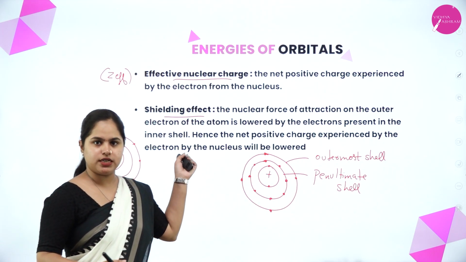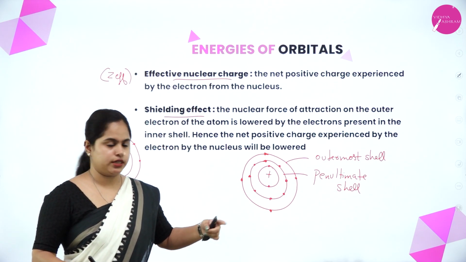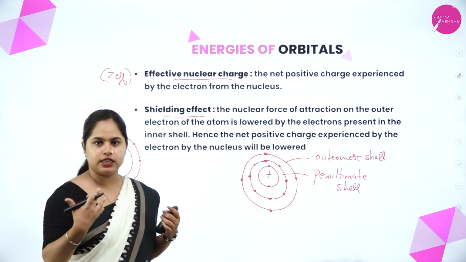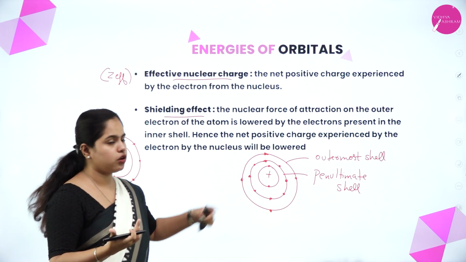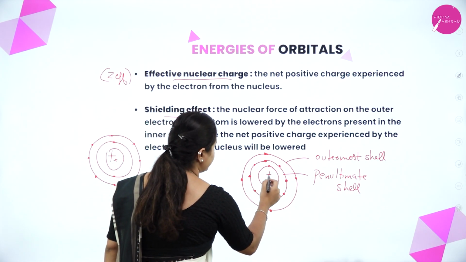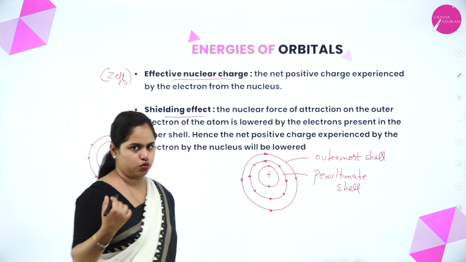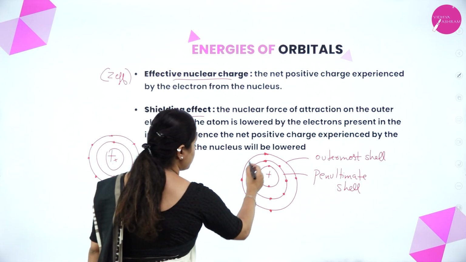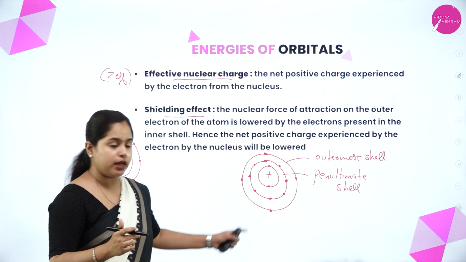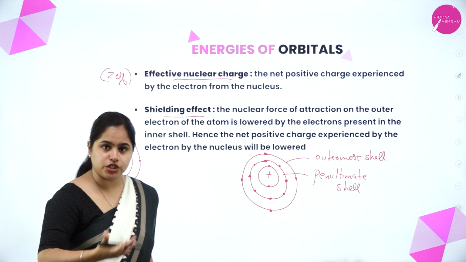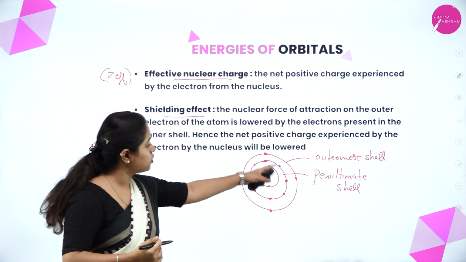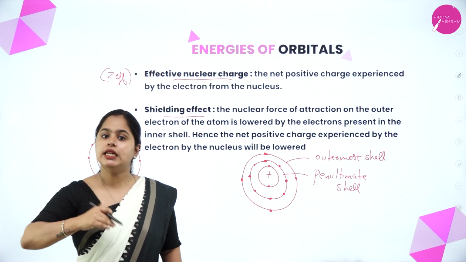As we studied in the effective nuclear charge section, there is a positively charged nucleus, and positive and negative charges attract each other, right? The electrons are negatively charged, so there is an attraction between them. The nucleus attracts the electrons towards it. Because of the 8 electrons present in the penultimate shell, the amount of attraction the nucleus has on the outermost shell will be lowered because of the presence of the electrons in the inner shells.